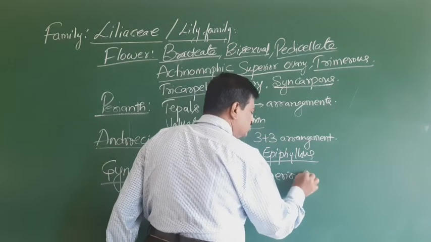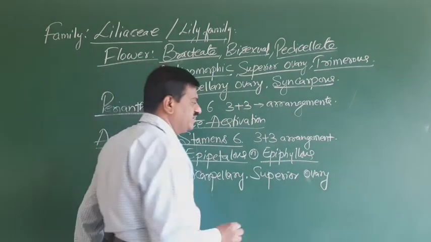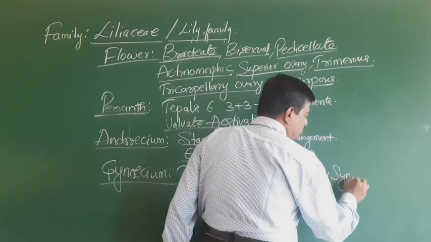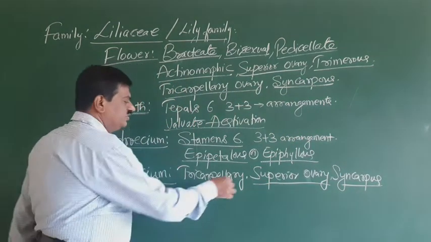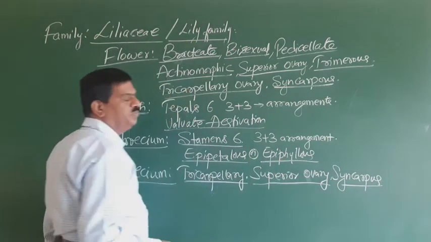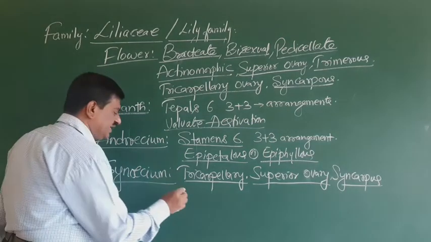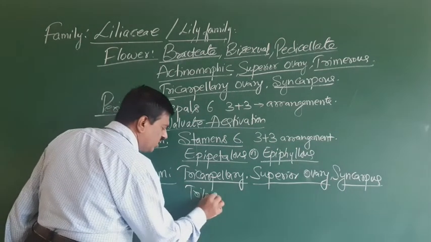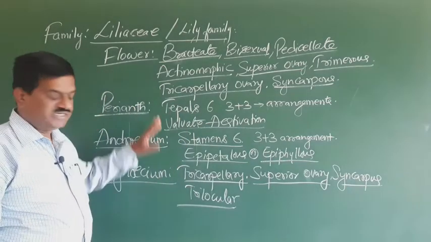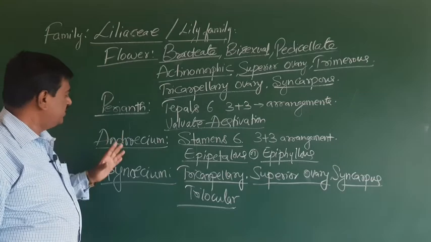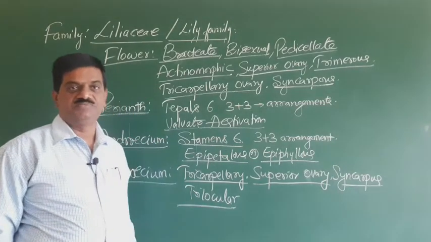Ovary, superior ovary is present. It is called as hypogynous, and the carpels are fused. Hence, we use a word syncarpus. So here 3 carpels are there. Ovary superior, and there is a presence of syncarpus ovary, trilocular with many ovules present in it. Hence, this is called as the Androecium, Gynoecium, and all some of the floral parts.